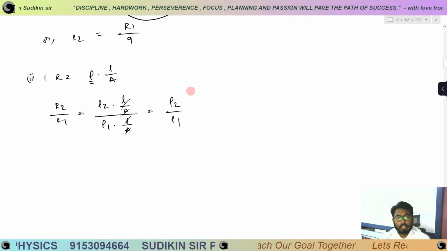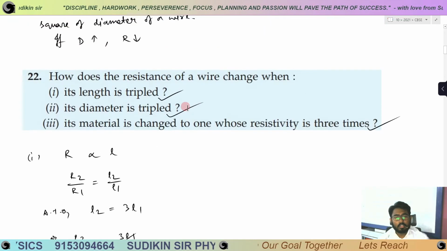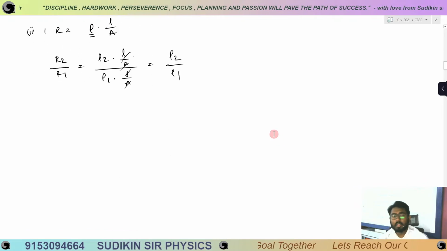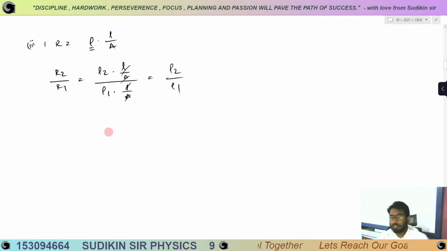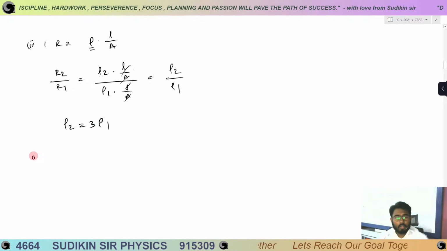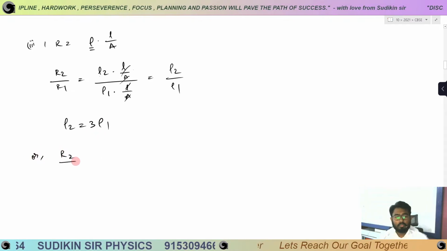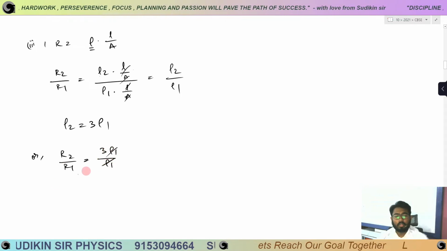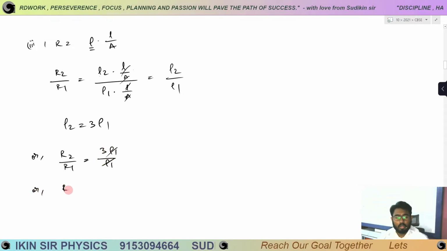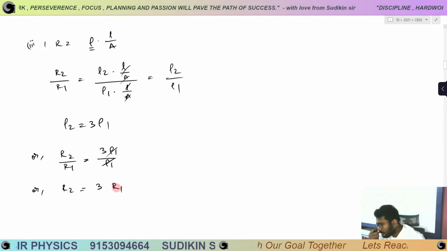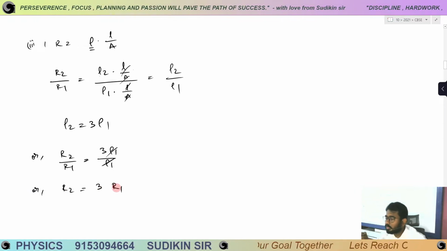Now they are saying that the new resistance is 3 times, that the new resistivity is 3 times the old resistivity. That means rho 2 is 3 times rho 1, right? Or R2 by R1 will be 3 rho 1 by rho 1, or R2 will be 3 times R1. Are we clear here? R2 is 3 times R1.